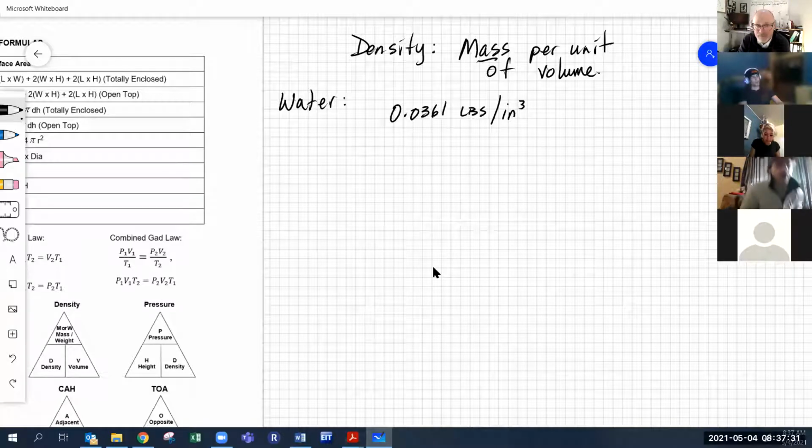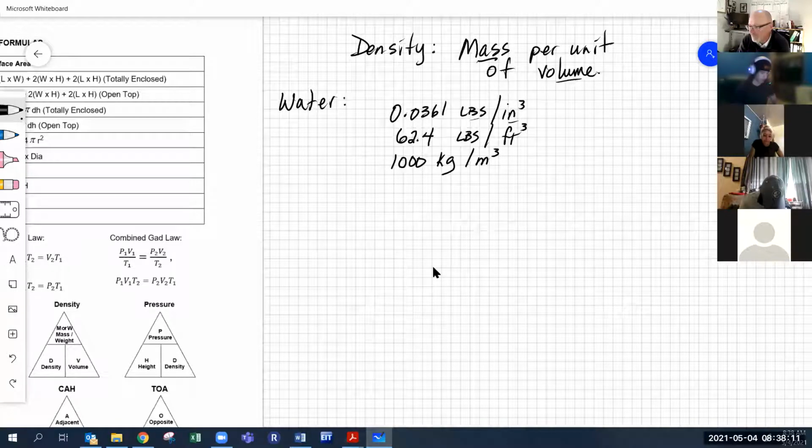Now, it says mass per unit of volume. Mass is either in pounds or kilograms, and unit of volume, it has to be cubed to be a volume. Water also has a density of 62.4 pounds per cubic foot of water. Water also has a density of 1,000 kilograms per cubic meter of water. And these numbers shouldn't be new to you. You should know these numbers already.